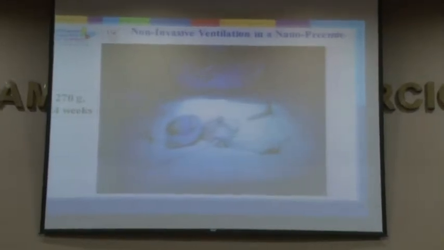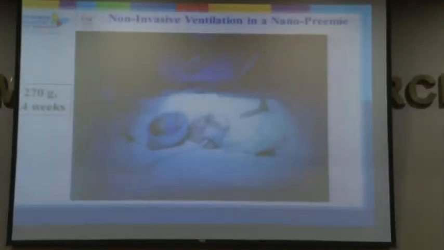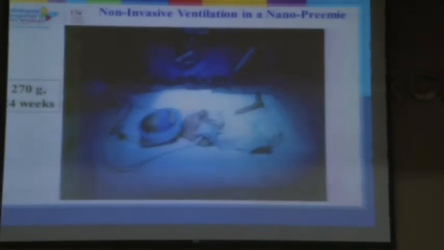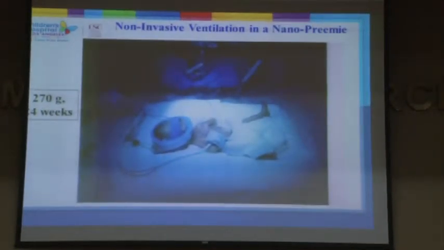This video is not working. So this is the baby. The baby was born at 700 grams and 24 weeks, and nobody could intubate the baby. So we started the baby on non-invasive ventilation, and eventually we intubated the baby.